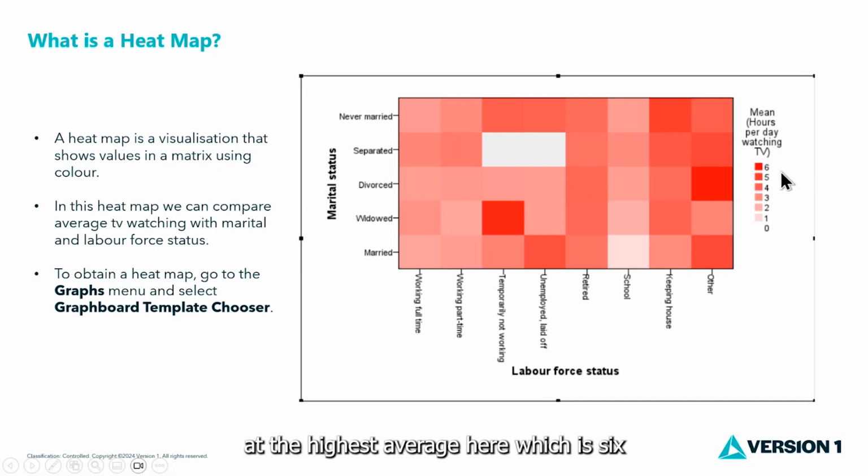And if we're looking at the highest average here, which is 6, you can see it here for those that are temporarily not working and widowed. And you can see it here for those who are divorced and are in the labor force status category of other. So if you want to obtain a heat map, you can go to the Graphs menu and select Graph Board Template Chooser.